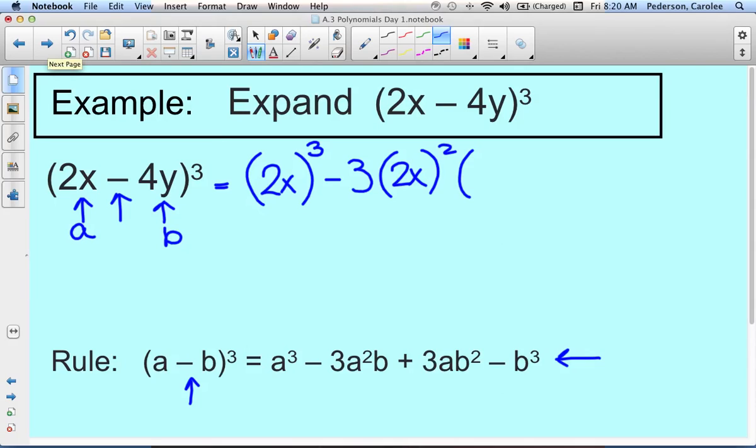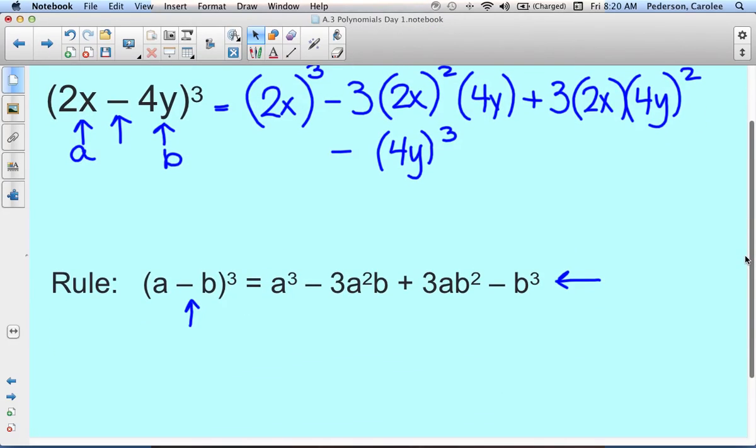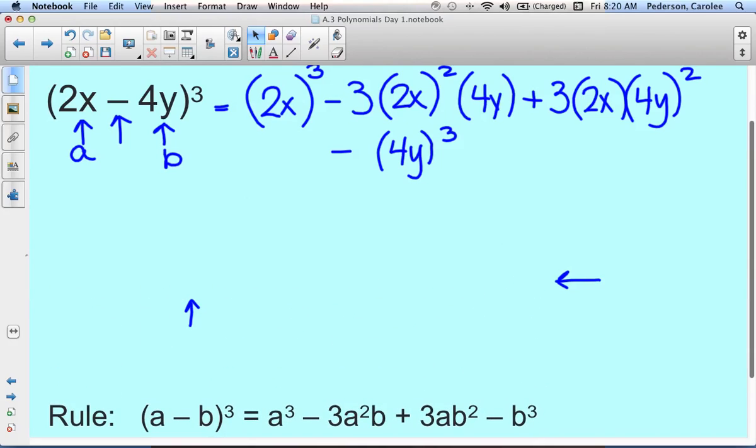and we're going to now put in our B, which is 4y plus 3, A, which is 2x, B, which is 4y, and we have to square it, and then minus B cubed, so 4y cubed. Now we have some simplifying to do. I'm just going to bring this down. I don't need it anymore.